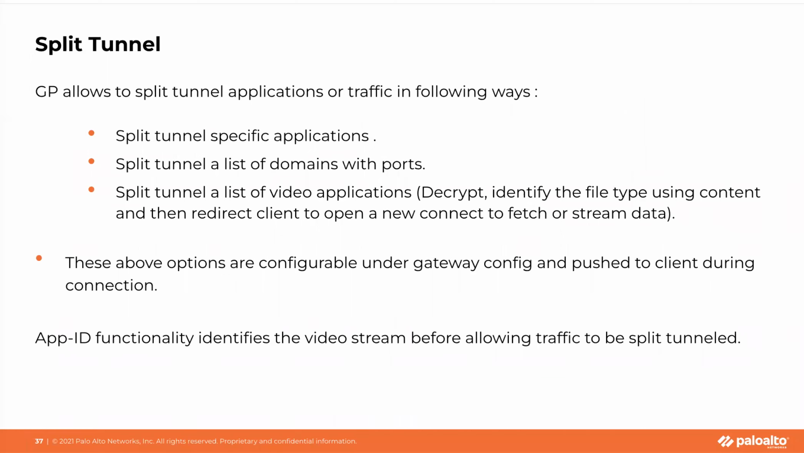GlobalProtect allows you to split tunnel application traffic in certain ways. You can either split tunnel specific applications with a list of domains and ports, or you can do it with the video applications. You can decrypt, identify the file type using the content, and then you can split the traffic. You can do all these configurations under the gateway configurations.